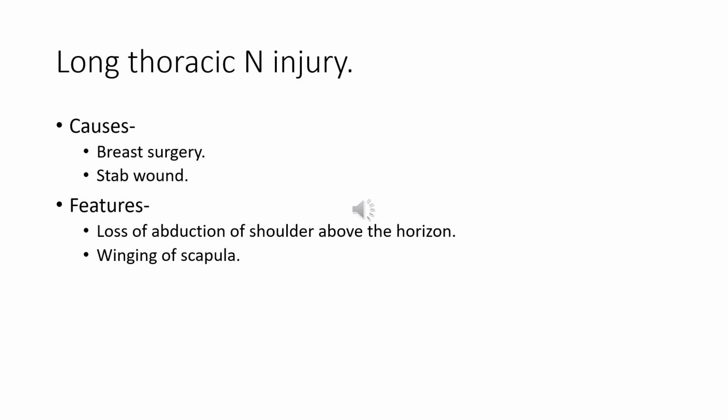Long thoracic nerve injury causes are breast surgery and stab wound. Features are those of serratus anterior affection, that is loss of abduction of shoulder above the horizon, and winging of scapula.